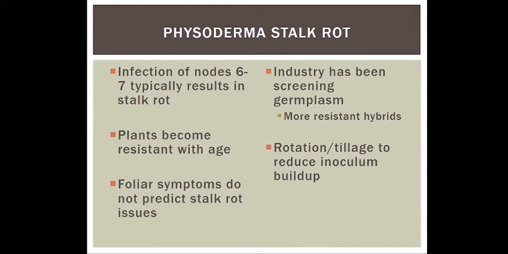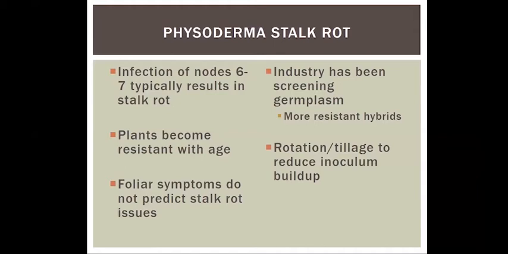You see these symptoms pop up at R1. They're going to be scattered in the field, usually only a couple of leaves per plant. You might think it's a foliar disease and you might call in a fungicide application. Just be aware that that disease isn't going to progress anymore. It's not going to spread anymore.